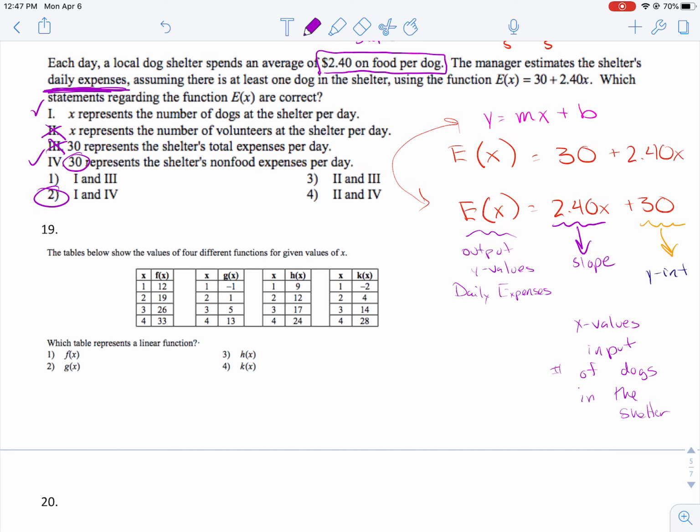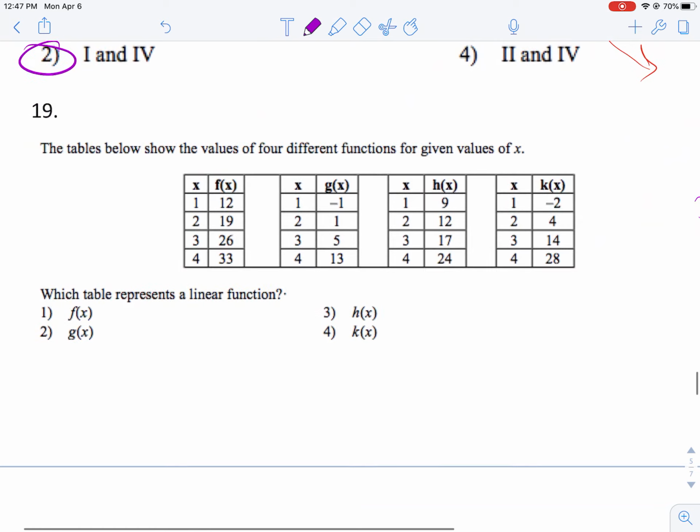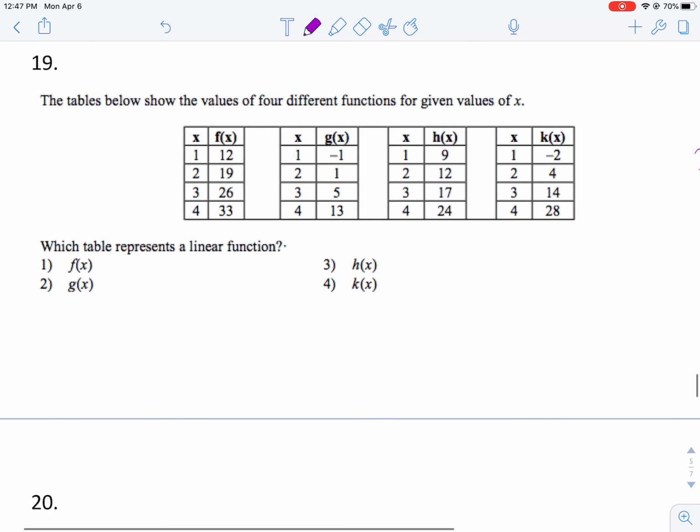Okay, so 30 actually represents the shelter's non-food expenses because let's face it, you need more than just food. You got to pay for shelter and rent, heating, and tools, all sorts of stuff. So the 30 represents the amount that's extra per day. Okay. So as you can see, as the week progresses, it gets expensive depending on how many animals you have in there. So anyway, number 2 is the answer to number 18.